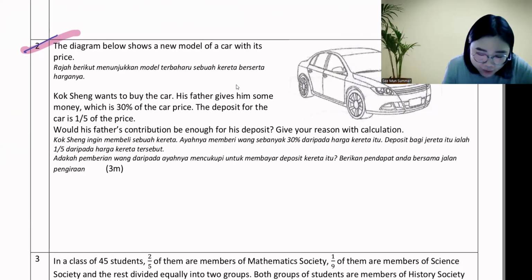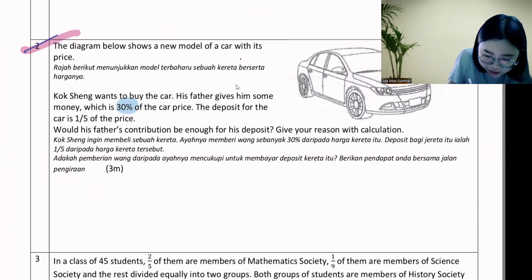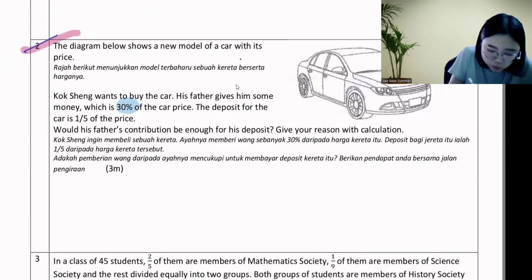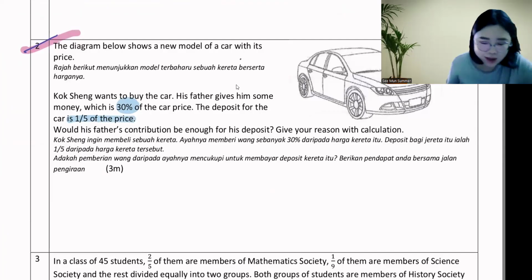Okay. The diagram below shows a new model of car with its price. Okay, so this is the price. And then Cockshan want to buy the car. Okay, his father gave him some money, which is 30% of the car. Oh, meaning 30% of the car is given by parents. Wow, so good leh. And then the deposit of the car is 1/5 of the price.